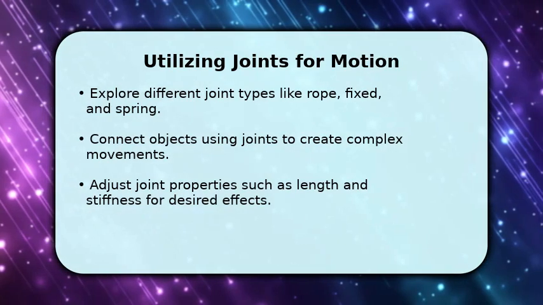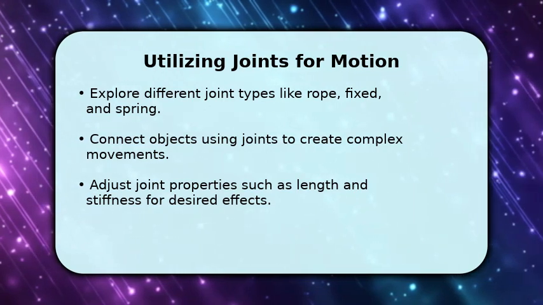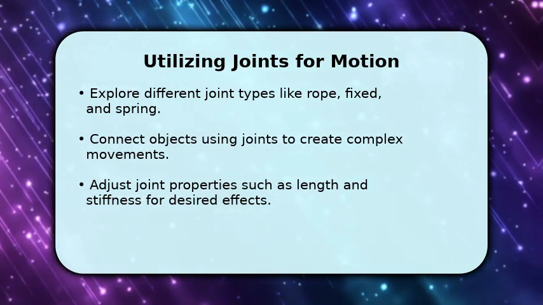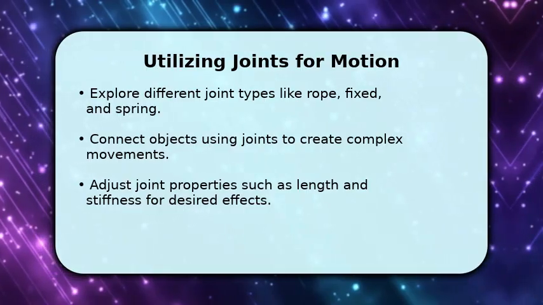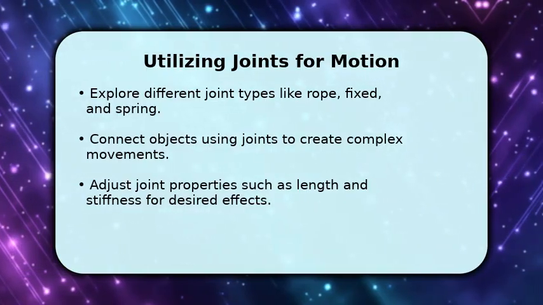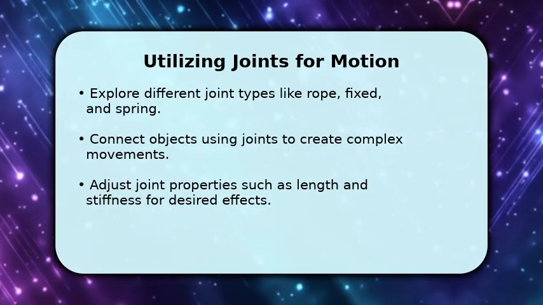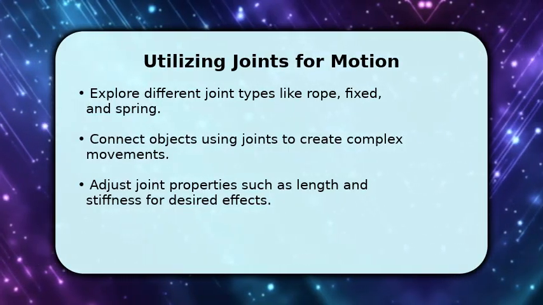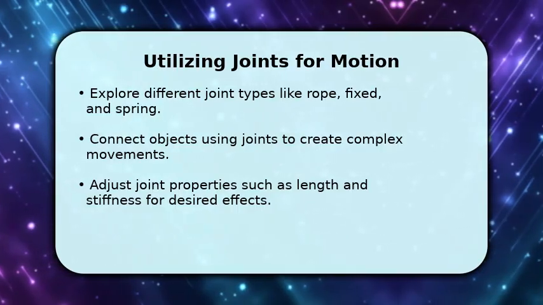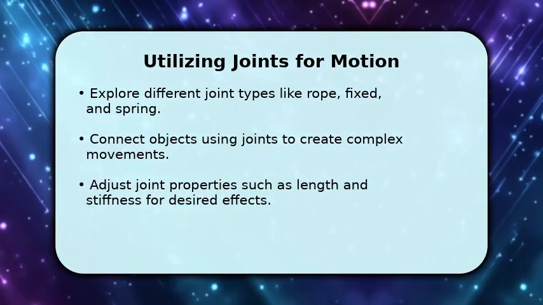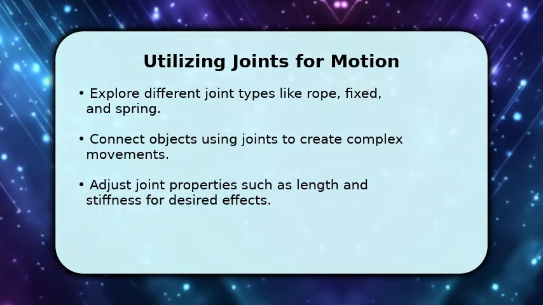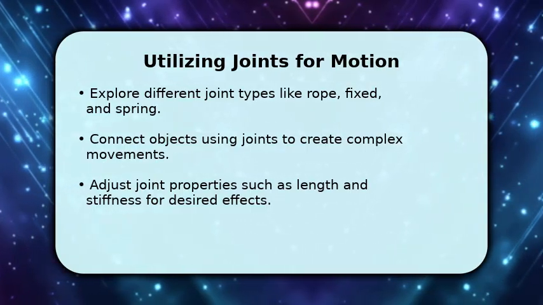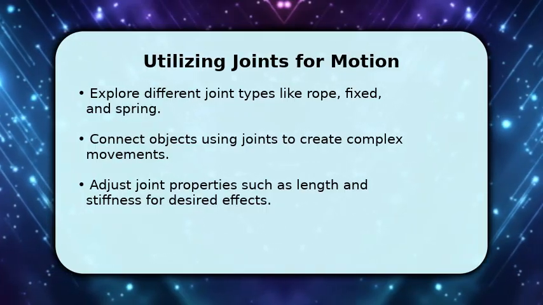To create more dynamic movement, you'll want to use joints. There are several types, such as rope, fixed, and spring joints. Select two objects, then choose a joint type from the menu. For example, a rope joint allows objects to swing, while a fixed joint keeps them rigidly connected. You can adjust properties like the rope's length or the spring's stiffness to fine-tune the motion.